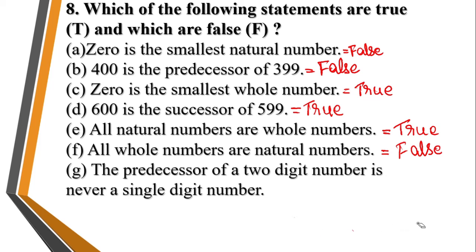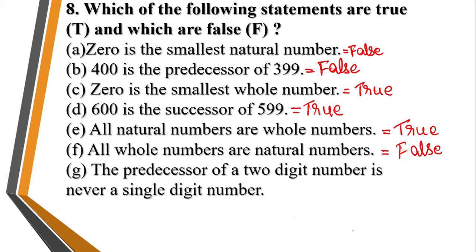But if we talk about 10, now we should find the predecessor of 10, right? So we will do minus 1. Now 10 minus 1 is 9, right? So 9 is a single-digit number. So there is an exception for 10. The predecessor of a two-digit number is a single-digit number only for 10 here. So 9 is the predecessor of 10. So we have an exception for 10. So we can say this statement is false.